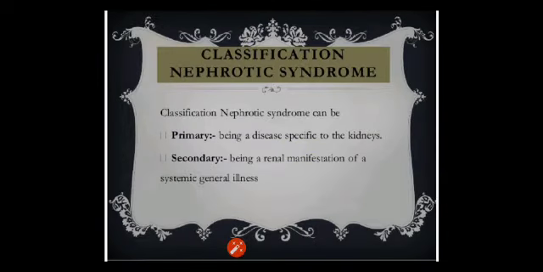Classification. Primarily they are divided into primary and secondary. Primary is a disease specific to the kidney. If there is a condition which is a disorder of the kidney, then it is under primary classification. If it is secondary, it is a renal manifestation of a systemic general illness.